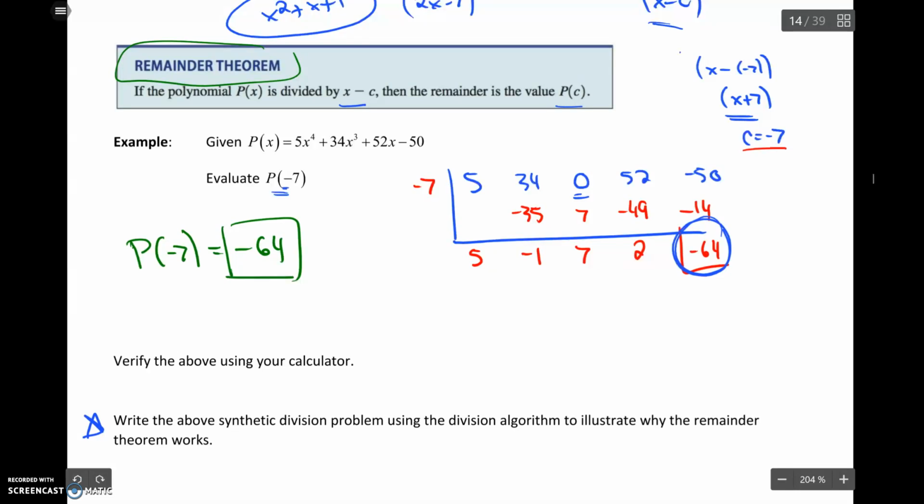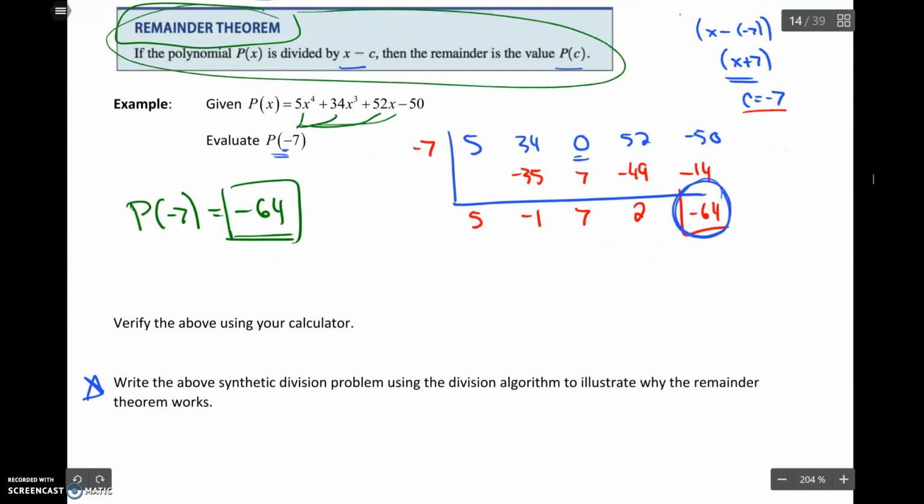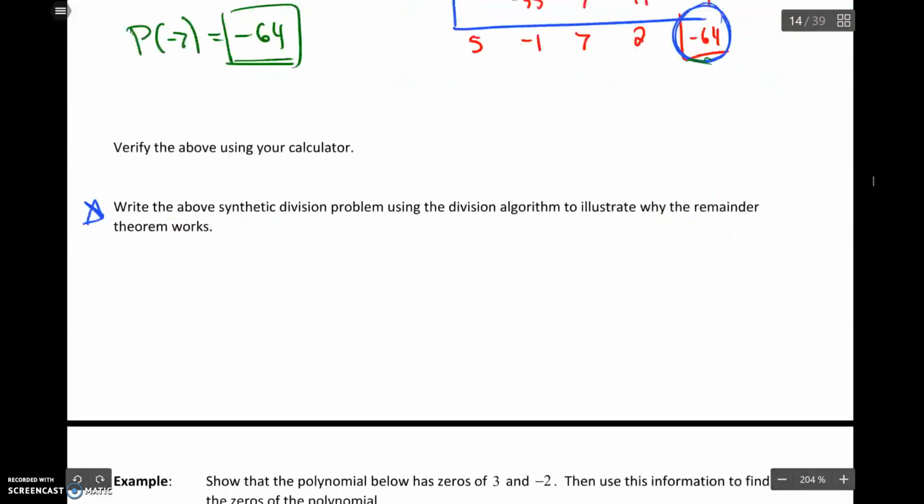Now, in class, we actually plugged it into our calculator to verify that if you plug this in for x, you actually do get a negative 64, and it works. You can verify it if you'd like to. Pause the video if you want. So the next thing then is why does this thing work? Why, when I synthetically divide this out, why does my remainder come out to be my function value?